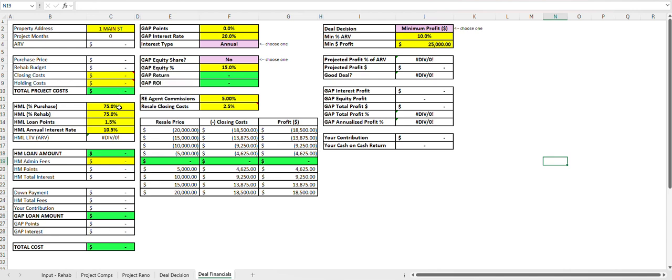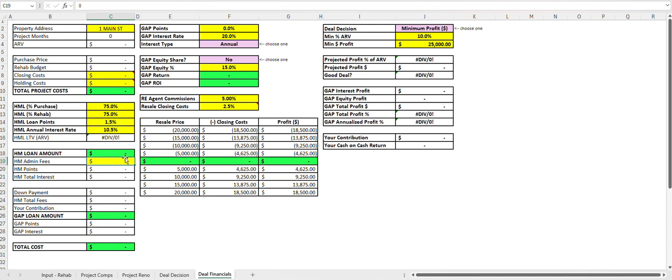Down here, you're going to enter in the leverage that your lender is going to give you. Every lender is going to be different, so that's why we allow you to manipulate the data. You're going to put what percent of purchase are they covering? What percent of rehab are they covering? How many loan points are they charging? And what annualized interest rate are they charging? So you would go through and input that information.